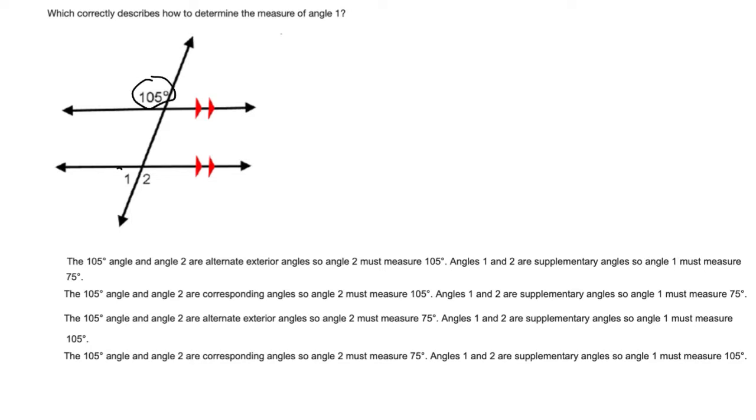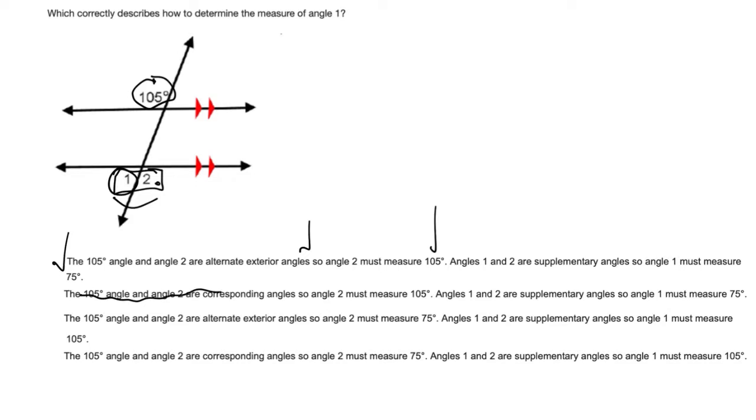All right, which correctly describes how to determine the measure of angle 1. So it's not in the same position. It's not corresponding, but it is connected. 1 and 2 are a linear pair, and the 105 angle and angle 2 are alternate exterior angles. Check. So angle 2 must measure 105. Angle 1 and 2 are supplementary. So if we go 180 minus 105, we get 75. That is correct.